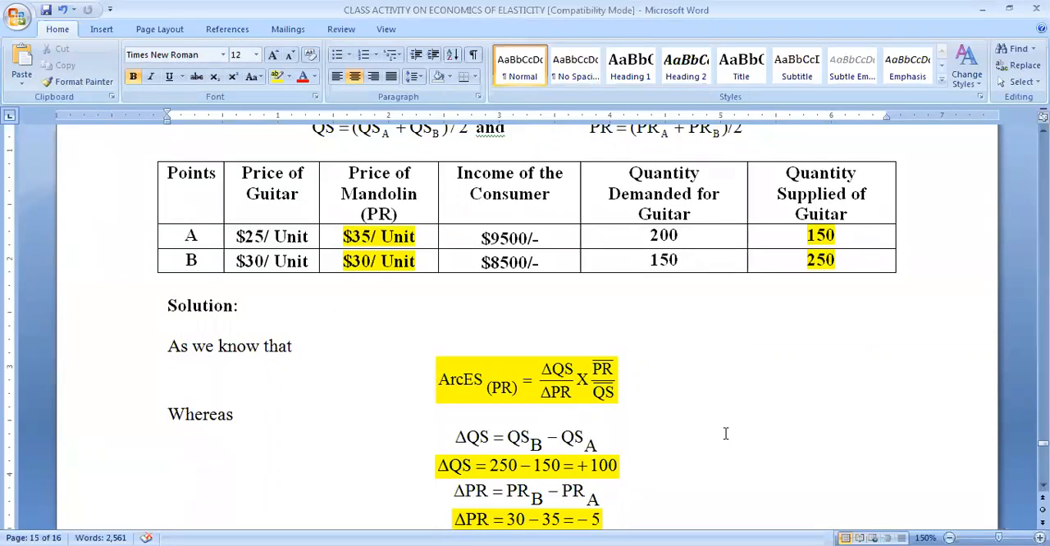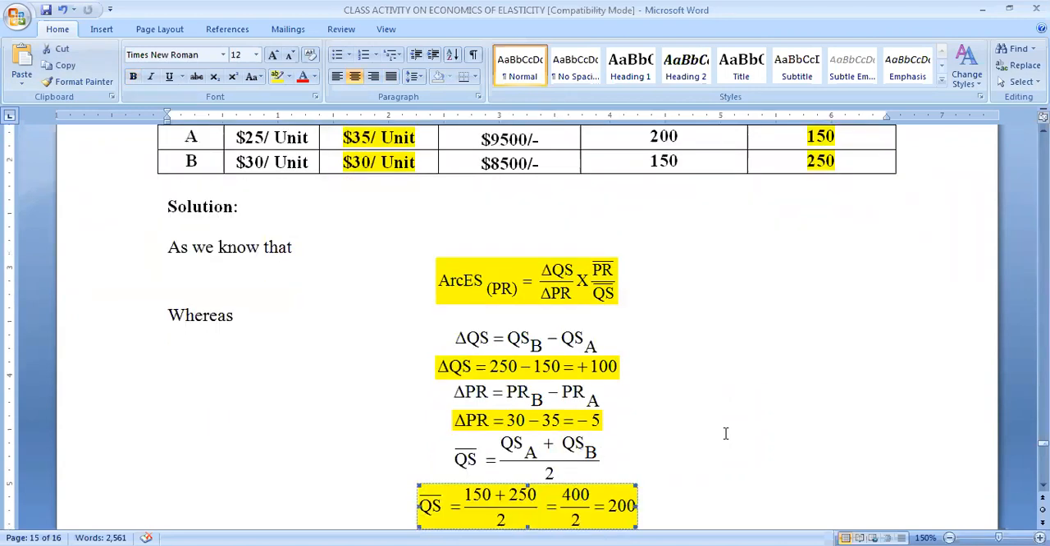Delta PR is the second component, which is PR at point B minus PR at point A. PR at point B is 30 and it is 35 at point A. So when you subtract 35 from 30, the answer should be minus 5. Now this is the second component.